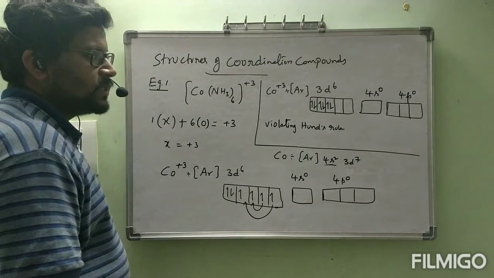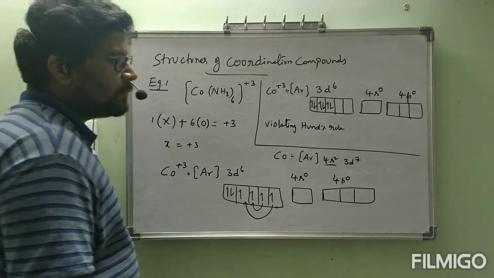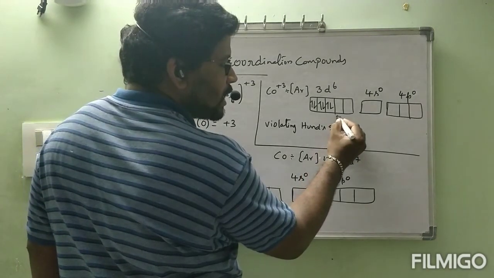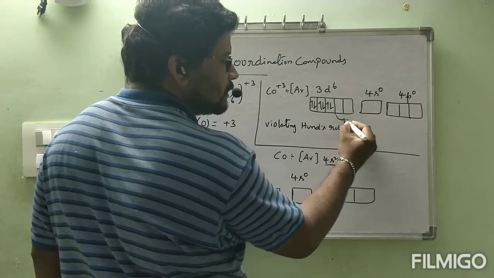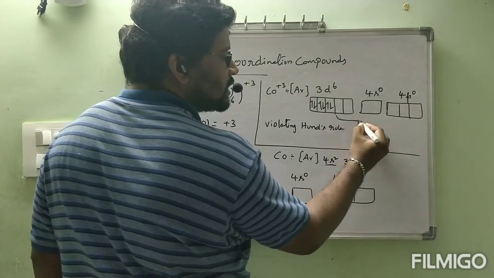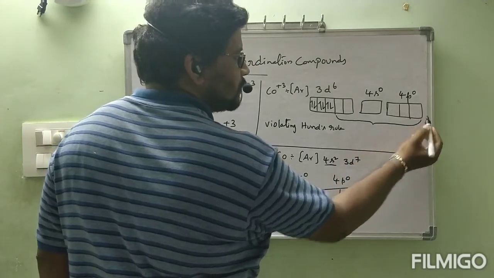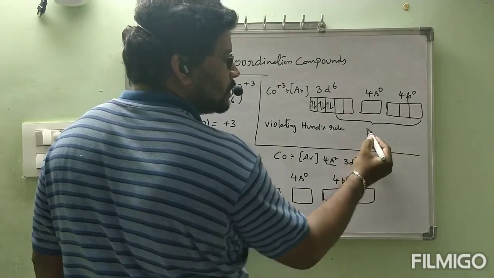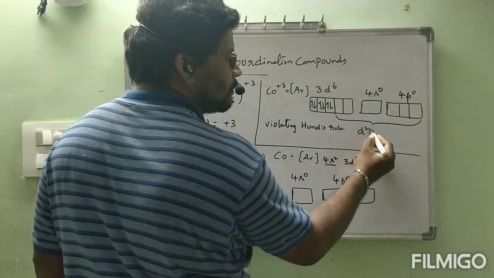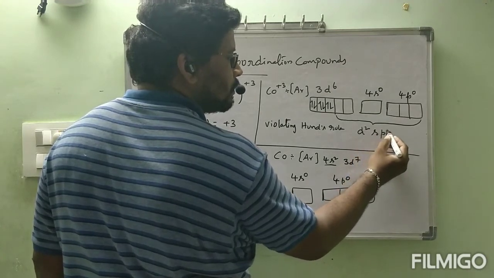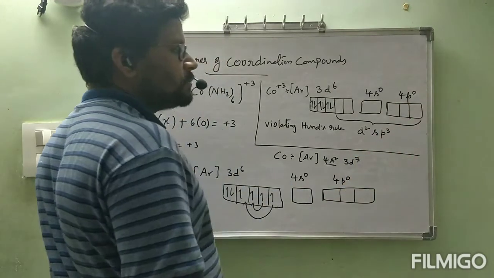Four is 0, 4p 0. Okay. Now what is going to happen? These two d orbitals, one s orbital and three p orbitals will undergo d2sp3 hybridization.